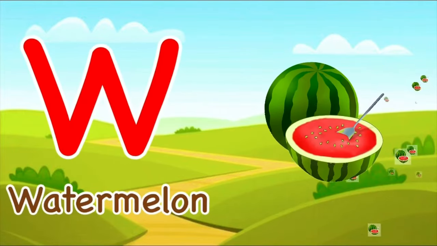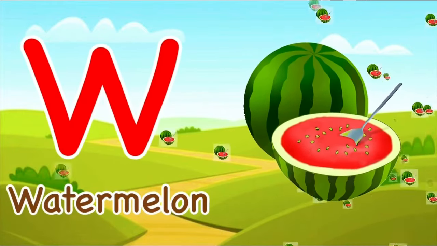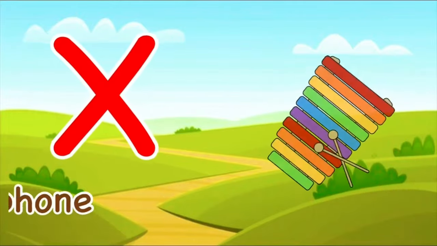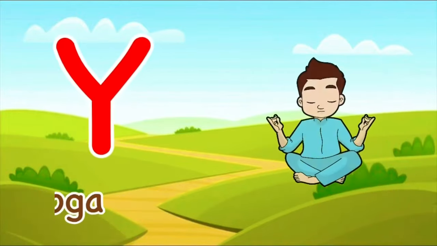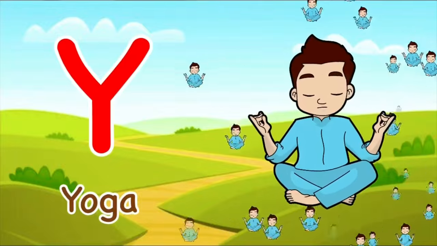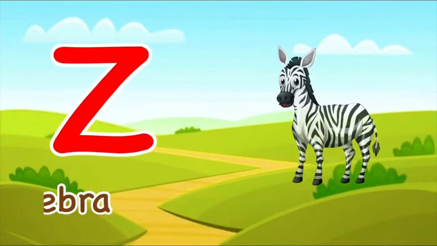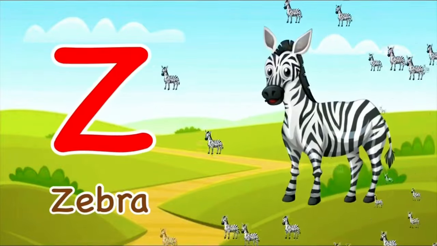W for watermelon. X for xylophone. Y for yoga. Z for zebra.